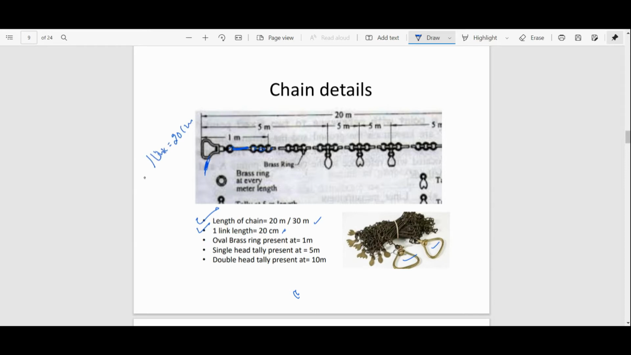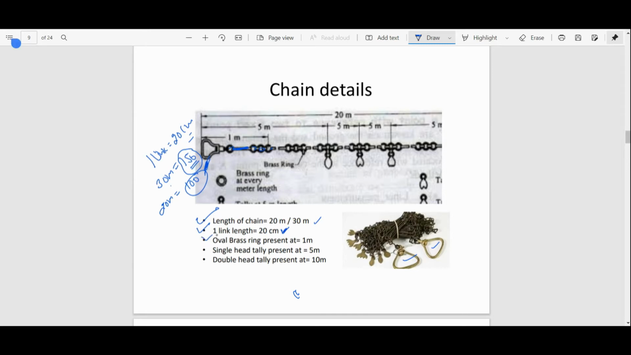If we have a 30-meter chain, how many links will be there? You just divide and you should get 150 links in a 30-meter chain, because one link is 20 centimeters. So you should know how to calculate the number of links. And a 20-meter chain has how many links? 100 links. One link is 20 centimeter, and that is the standard length.